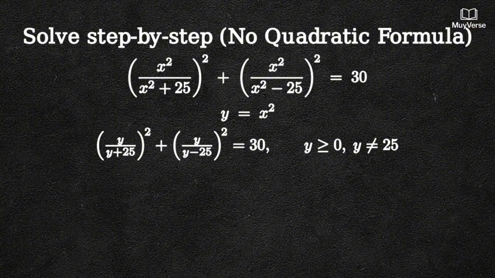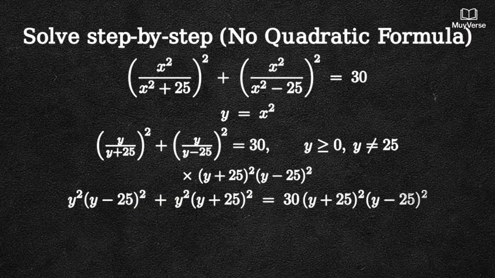Step 2. Clear denominators. Multiply both sides by (y+25)² times (y−25)². The left side becomes y² times (y−25)² plus y² times (y+25)². The right side becomes 30 times (y+25)² times (y−25)². Step 3. Expand and simplify.